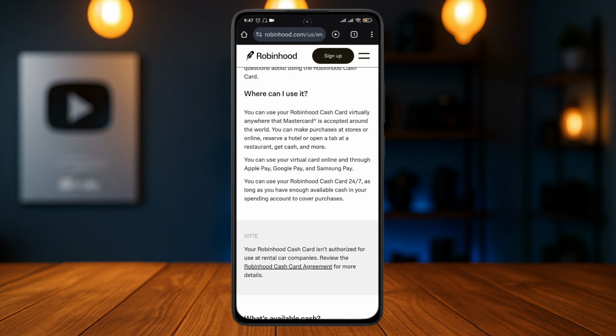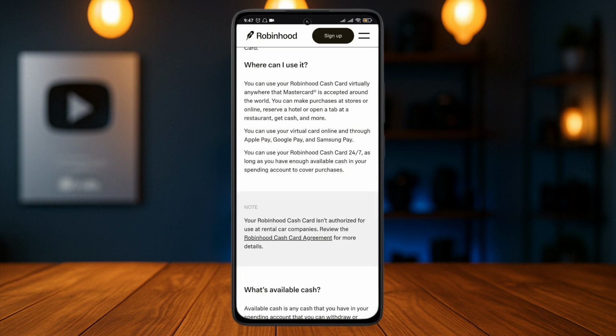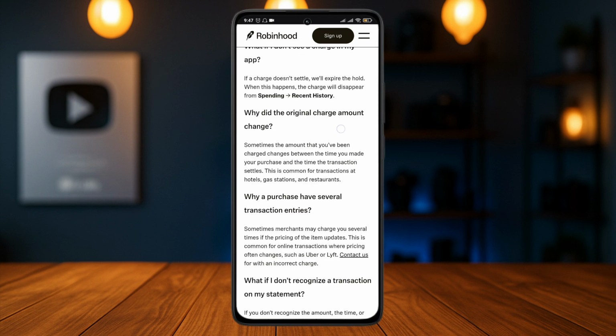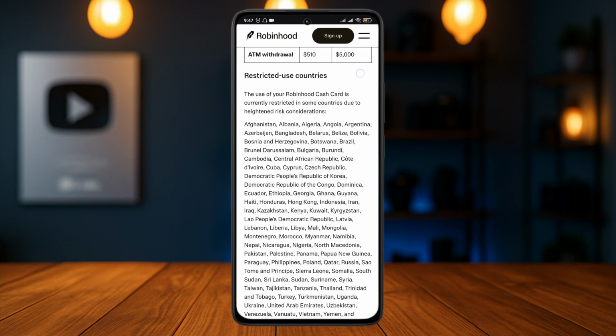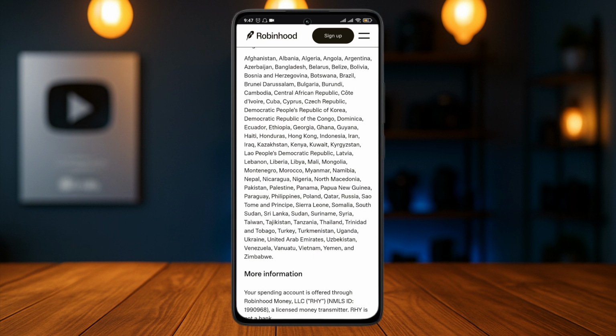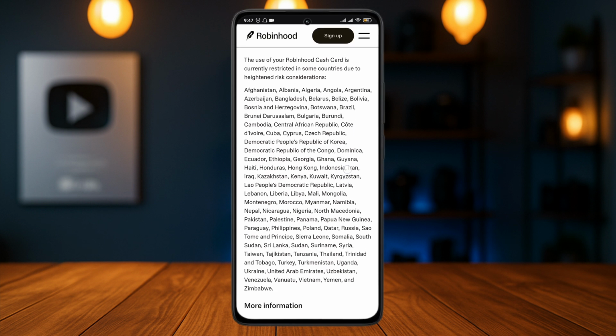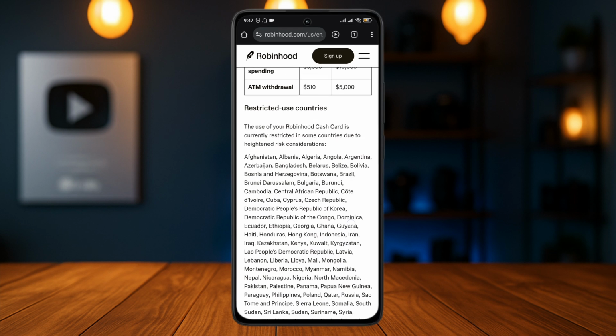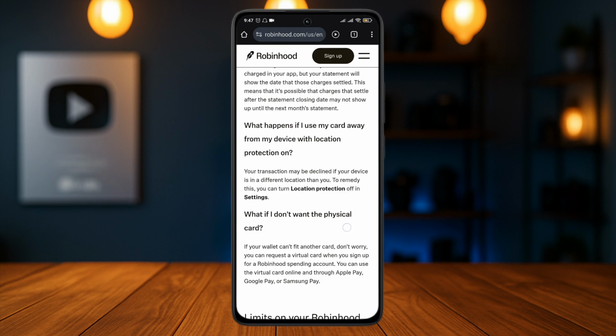Robinhood's Cash Card is virtually available anywhere where Mastercard is accepted, but there are many countries where this card is not available. If you scroll down to the bottom of this article, you can see the number of countries where this card is not available to use. So there are many countries where Cash Card of Robinhood is not accepted. Make sure you take a look at this before you travel and try to use the cash card in these countries.